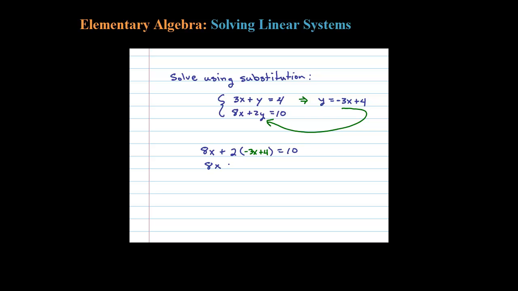So 8x minus 6x plus 8, distributing the 2, equals 10. Then I have same side like terms. 8 minus 6 is 2x. 2x plus 8 equals 10. Then subtracting 8, 2x equals 2, so x equals 1.